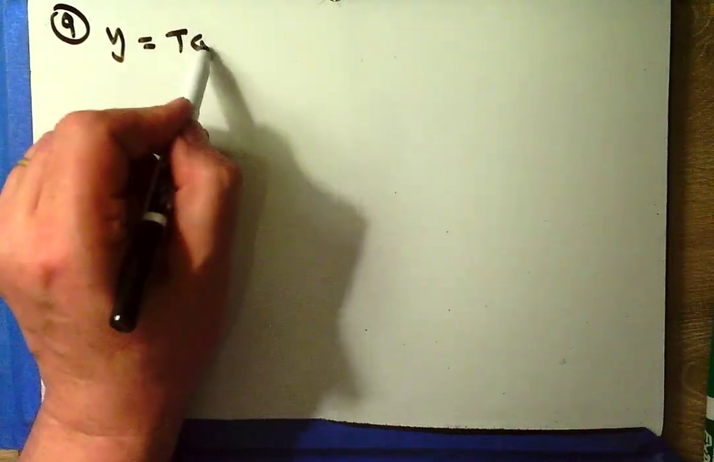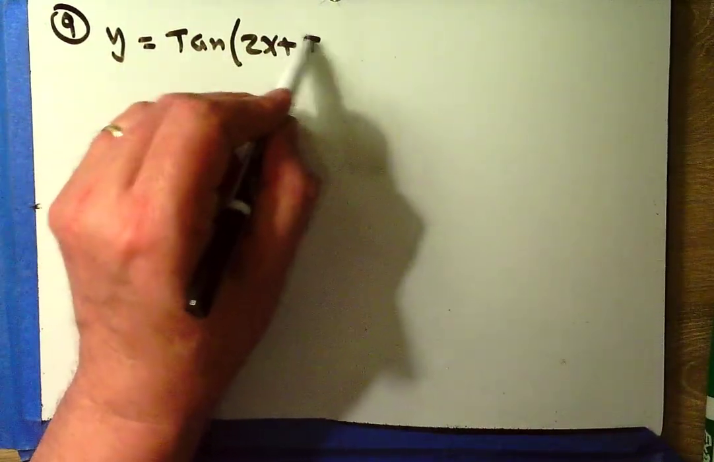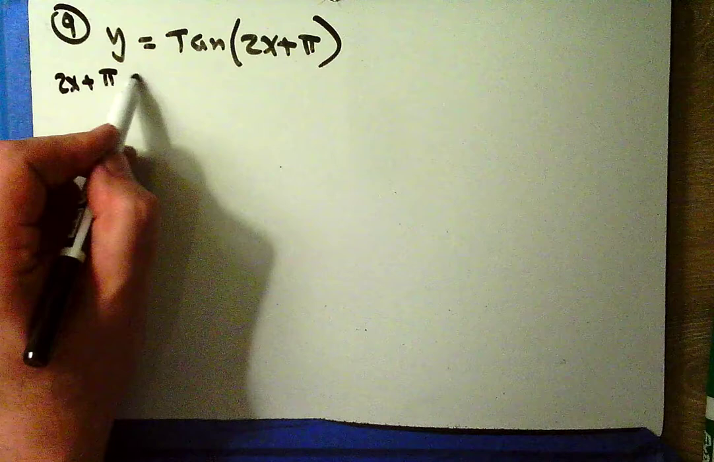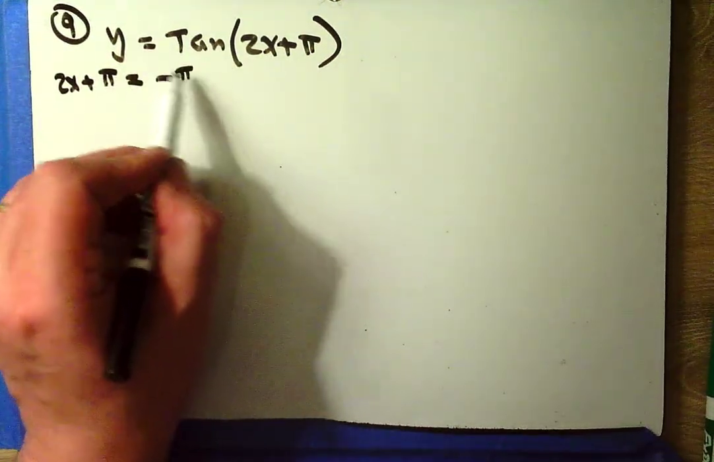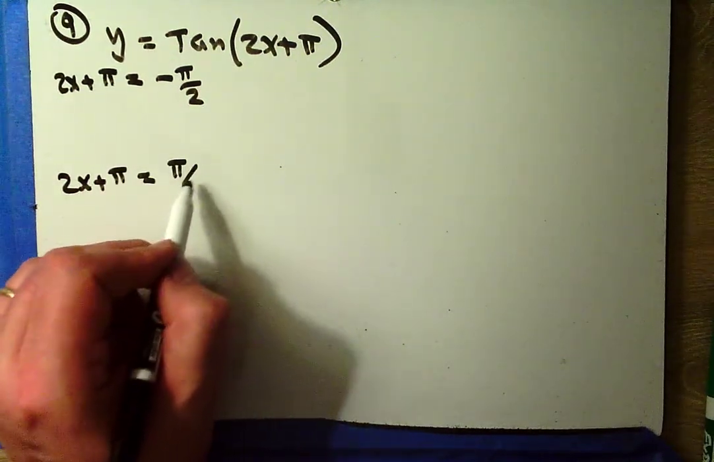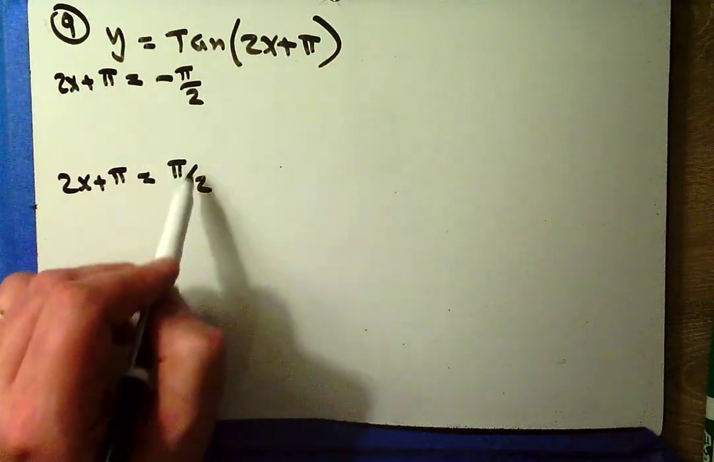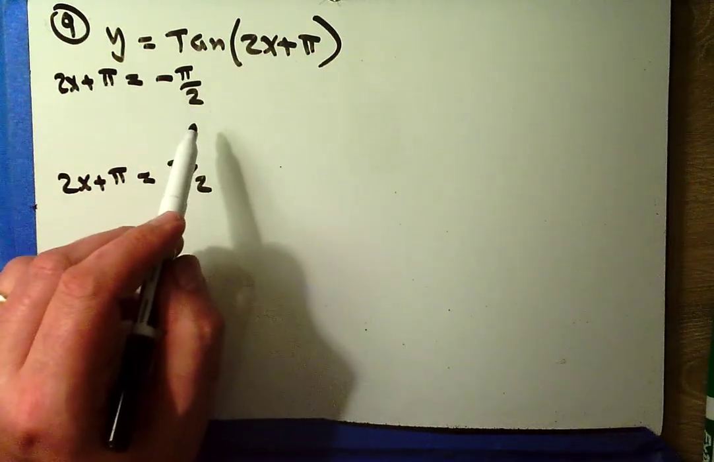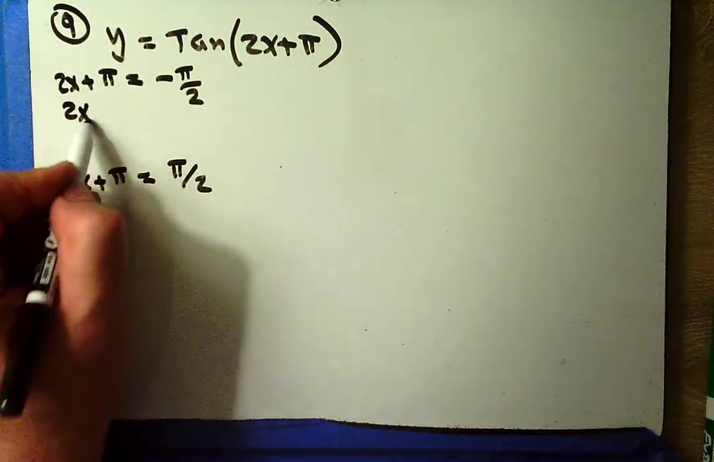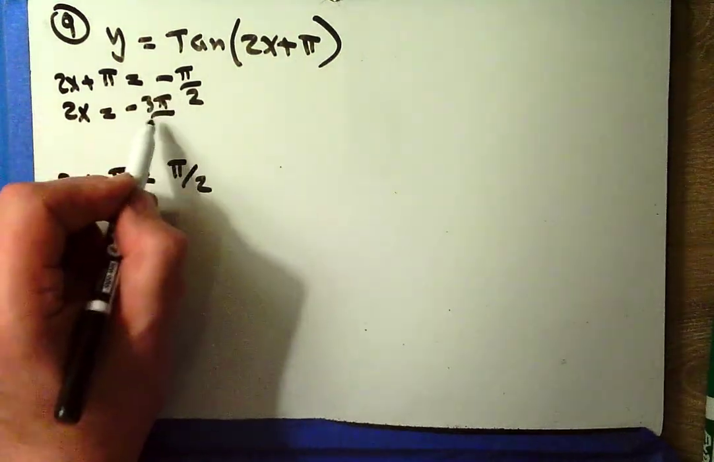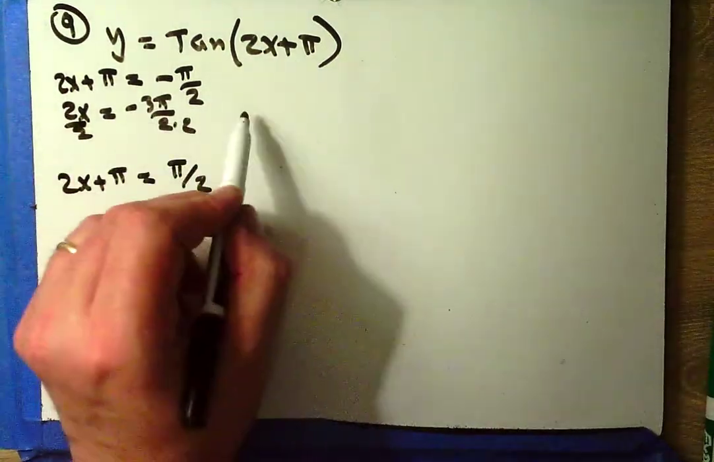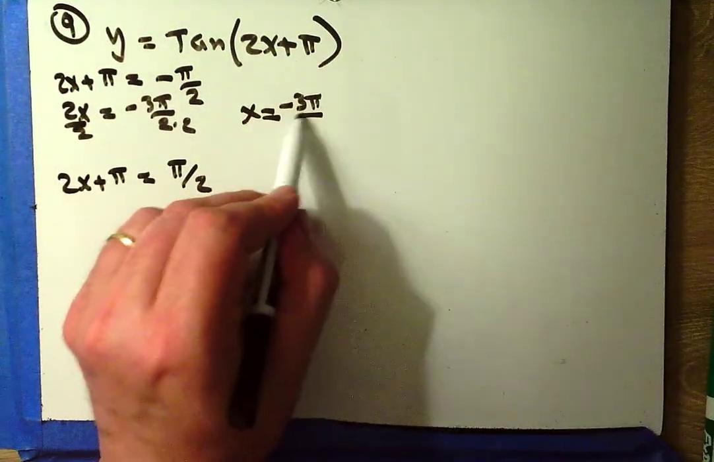Y equals tangent 2x plus pi. No d value, so I just have to do 2x plus pi equals, remember it's tangent, negative pi over 2, and 2x plus pi equals positive pi over 2. We really need to know these, what we set the argument equal to for each of our trig functions, or we're going to run into trouble. So let's subtract pi from both sides and get 2x equals negative 3 pi over 2, and divide by 2. And so I get x equals negative 3 pi over 4.